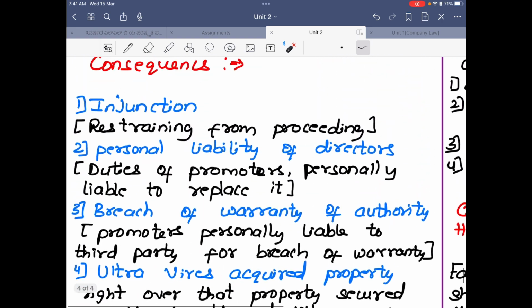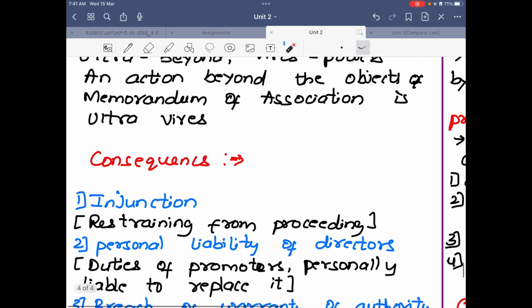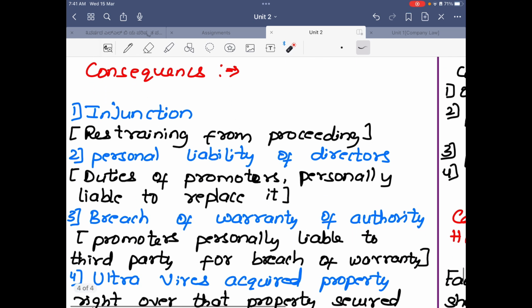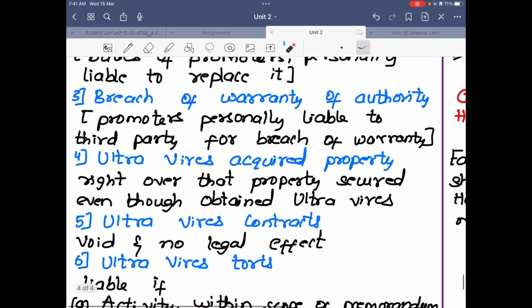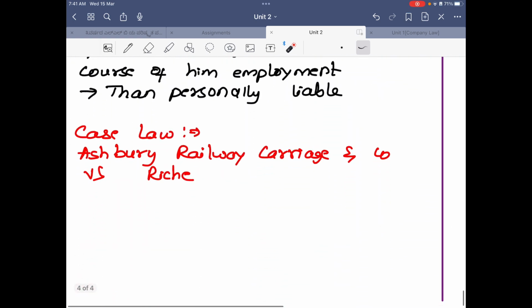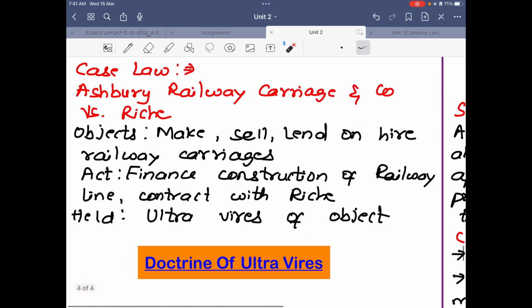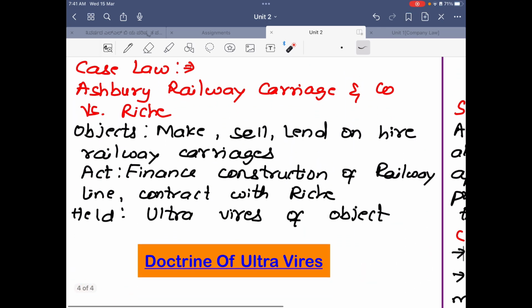So these were the ultra-vires acts. We saw that an ultra-vires act means an act done beyond the scope of the memorandum of association, and for that we have certain consequences. Case law, Ashbury Railway Carriage & Co. versus Riche. We saw that case, it is the same case. Their object was to make, sell, lend and hire railway carriages, but they tried to finance a construction and it was held to be ultra-vires of their object.